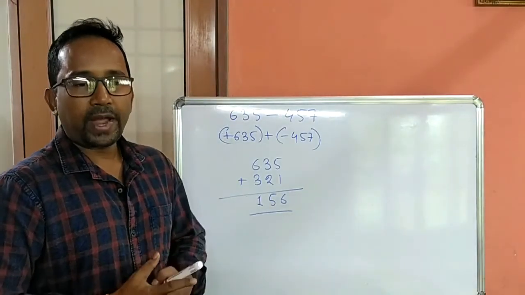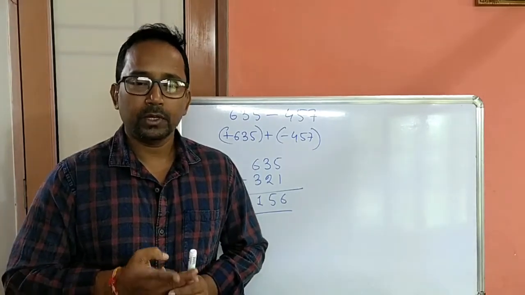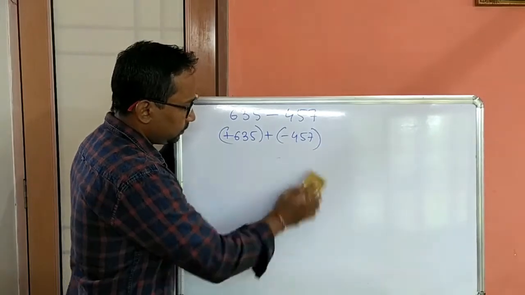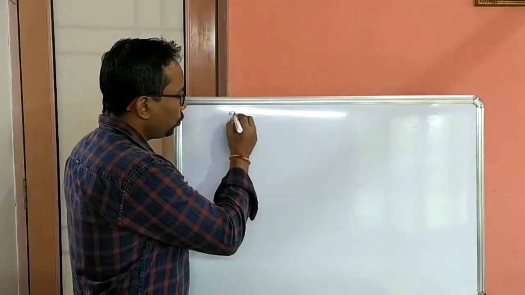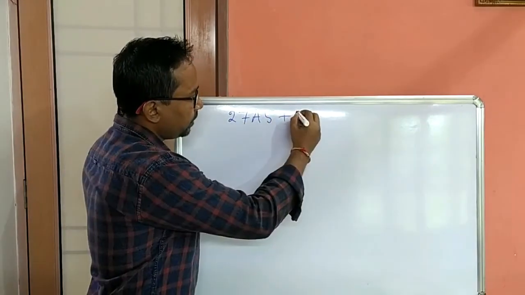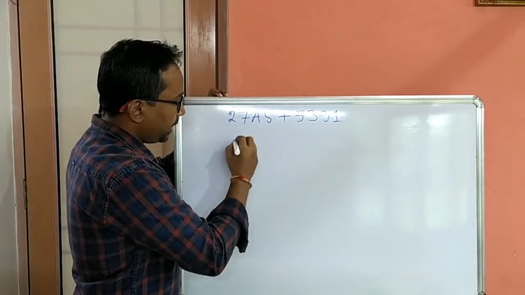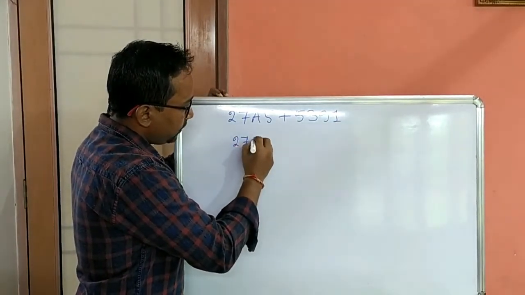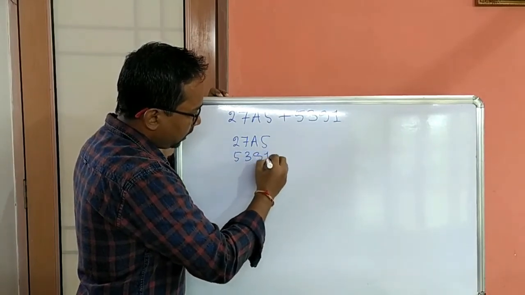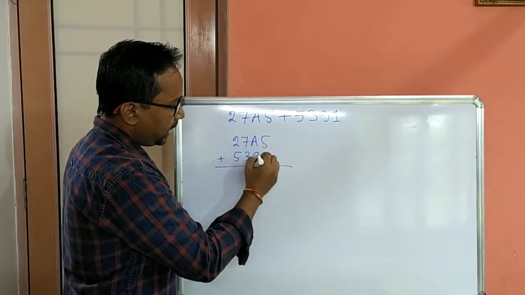Understood? Now adding and subtracting hexadecimal is also similar to that of octal numbers. So let's take two hexadecimal numbers for addition: 2785 plus 5391. Let me write them one below the other. Their sum: 5 plus 1 for 6, then A for 9.